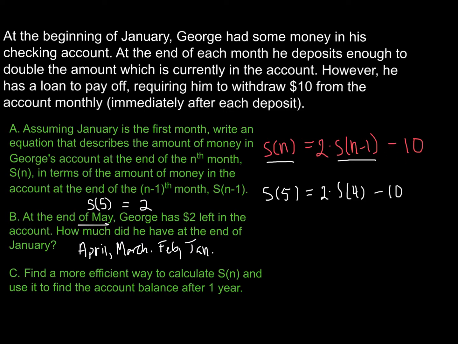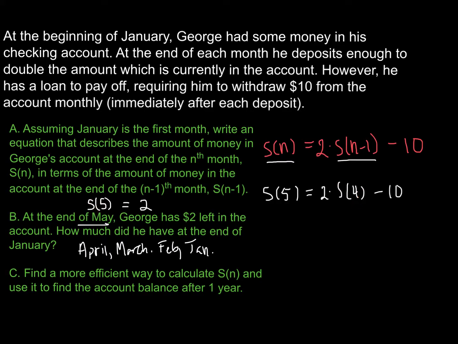Now what I want to do is find at the end of January how much money he will have, and I know how much he has at the end of May. The end of May is after the 5th month, and I want to go all the way back to January. So I've got to find April, then March, then February, and then January. I'm going to work backwards. I start off with S of 5, which is May, and I can solve for S of 4.